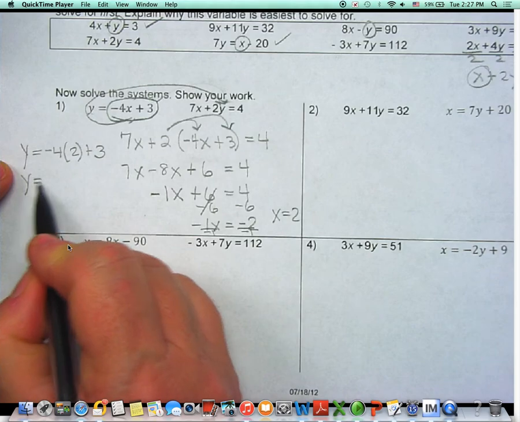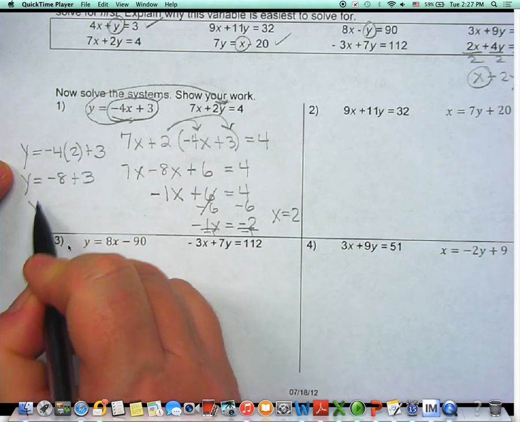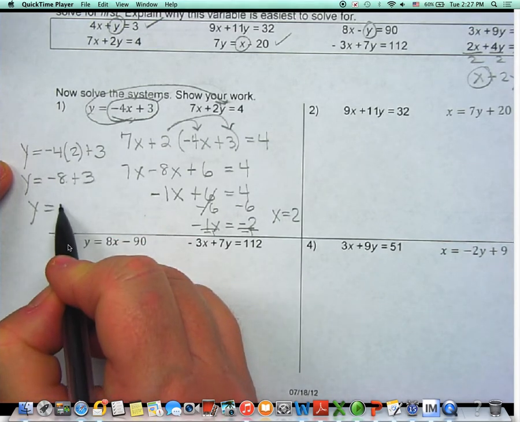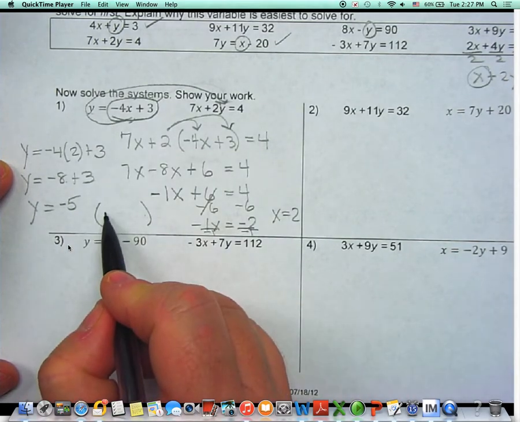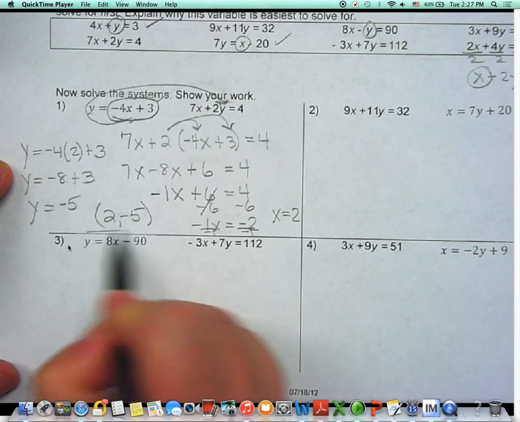So y equals negative 8 plus 3. What's negative 8 plus 3? Negative 5. Okay, so what is your ordered pair? 2, negative 5. Good. 2, negative 5.